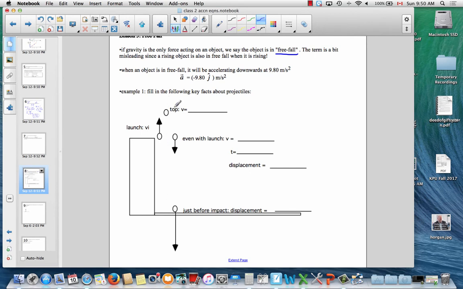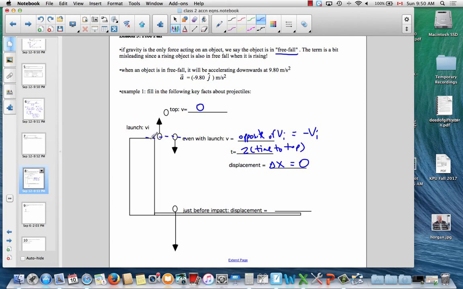Now, some things we need to know about objects in freefall. If it's going straight up and straight down, then at the top it stops momentarily. When it comes back to the launch elevation, then the velocity at that point is just the opposite of what it was launched at. The displacement, which is the change in position, is actually zero because there's no change relative to where it started. And the amount of time it takes to come back to the launch is just twice the time it took to get to the top, since rising and falling are symmetric.